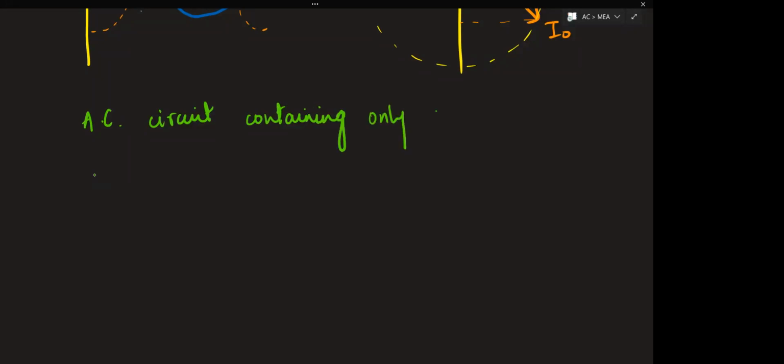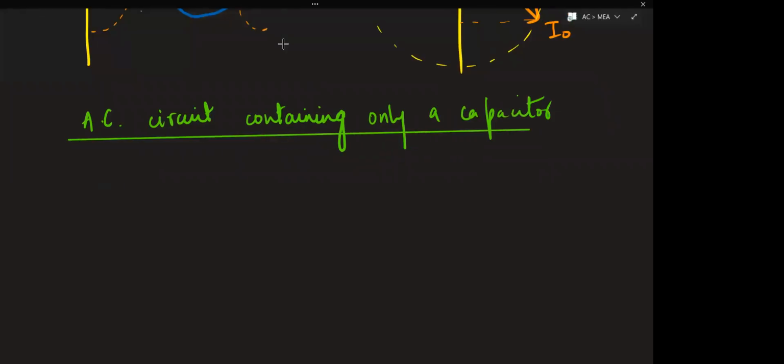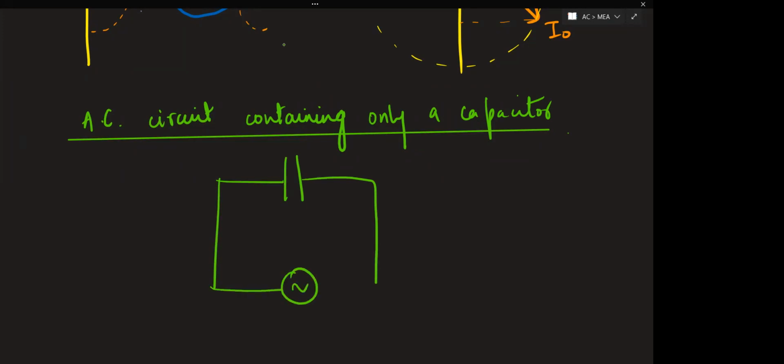containing only a capacitor. Here it means a single capacitor has been connected with the rotating EMF coil. So the capacitance will be C. Fine, class. In a DC circuit with a capacitor, an ammeter is connected, a battery is there with EMF, a tap key is there, and you find all the values.